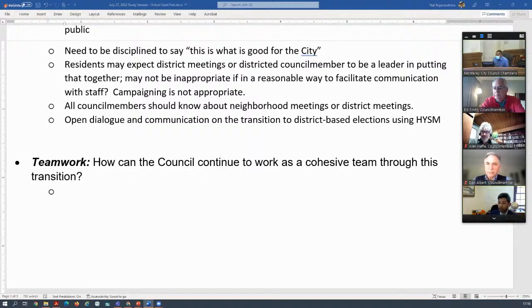And to share with all of you, the Monterey County Elections Office will have a one-page sheet identifying and talking about what district-based elections is so that it helps inform voters as part of that voter guide.